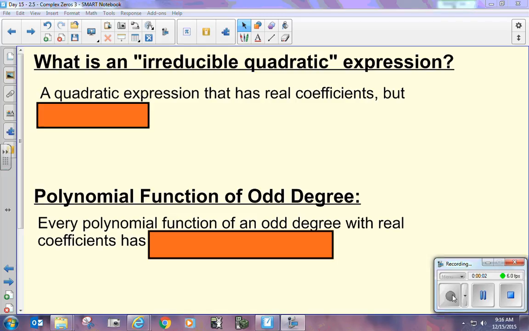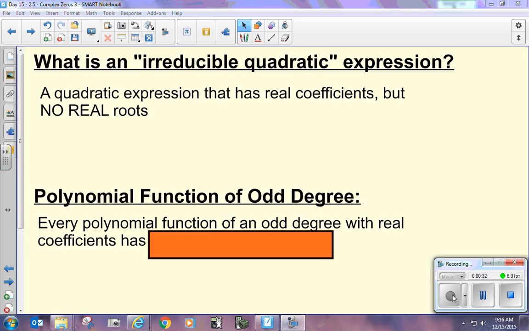So, what is an irreducible quadratic expression? A quadratic expression that has real coefficients but no real roots. Irreducible. It cannot be factored because it will give you imaginary numbers. There are no real roots. No roots.